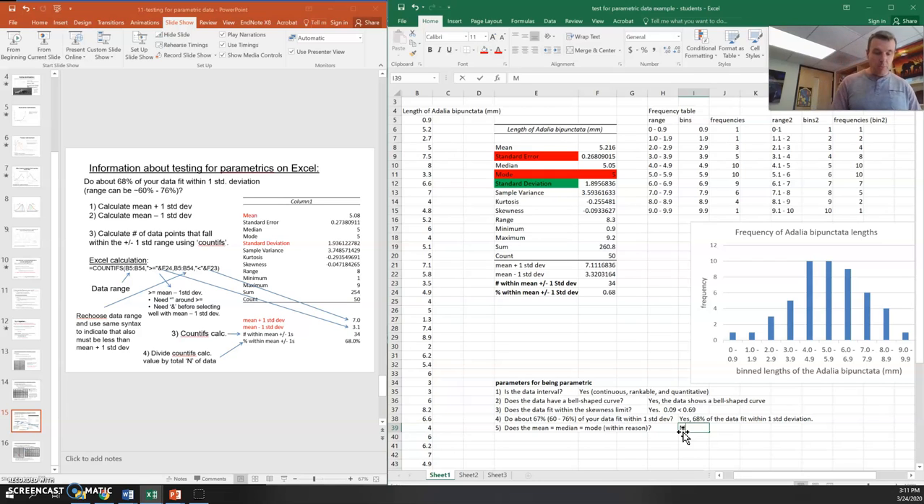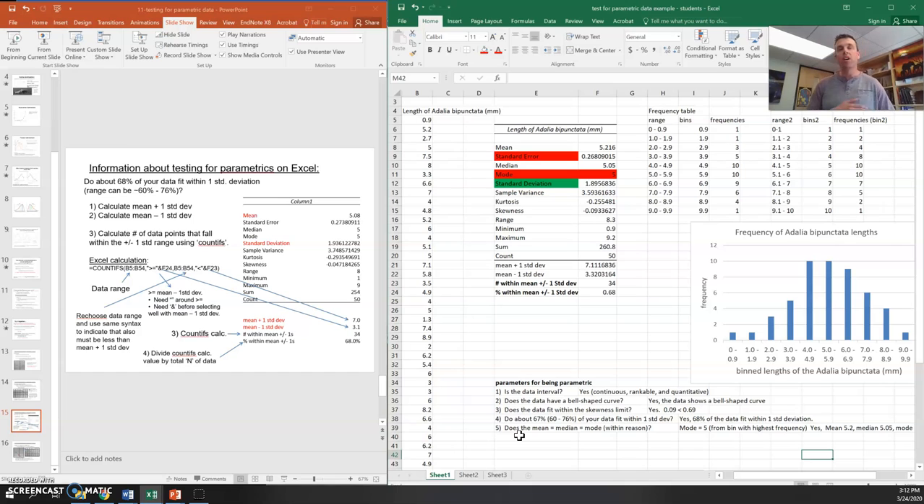So, if the mode equals 5 from the bin with highest frequency, not from my descriptive statistics, then the answer is yes. Basically, because my mean is 5.2, median is 5.05, mode is 5, all very similar. So for this data, I would say that I definitely have parametric data. I can go ahead and use parametric statistics because I've fit all 5 of these parameters.